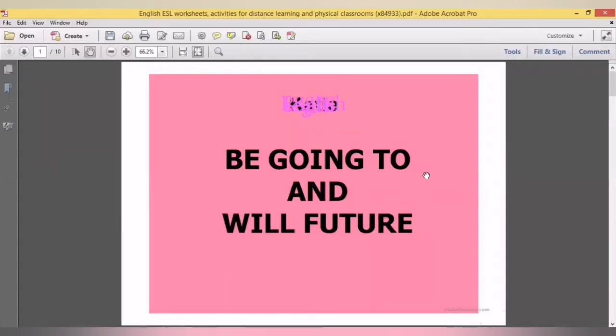So can you tell me what is the difference between expressing something which will happen in the future using the will construction and the be going to construction? Can anyone tell me the difference between these two? No idea? If you don't have any answer, please tell me that you don't have an answer.